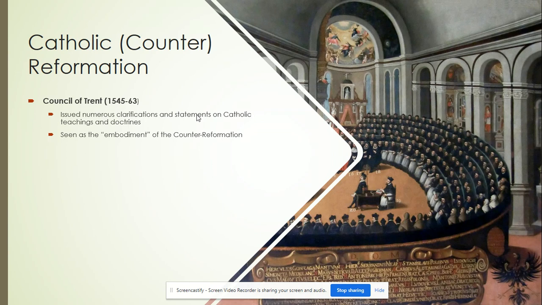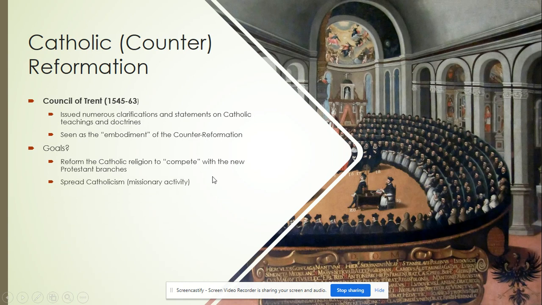And so the Council of Trent is convened as a way to try to get rid of some of the abuses that Luther and the other reformers were worried about, but also to try to standardize Catholicism so that the experience was the same for practitioners and priests around the world.